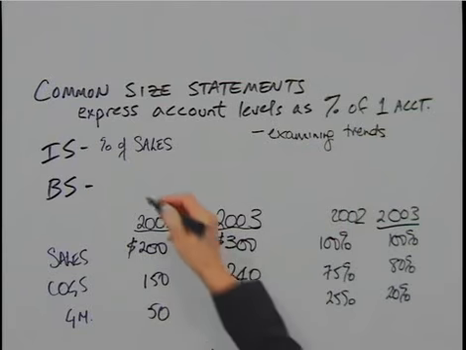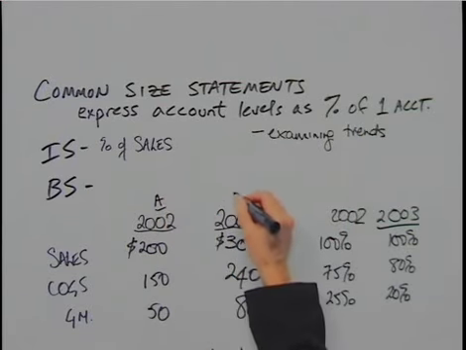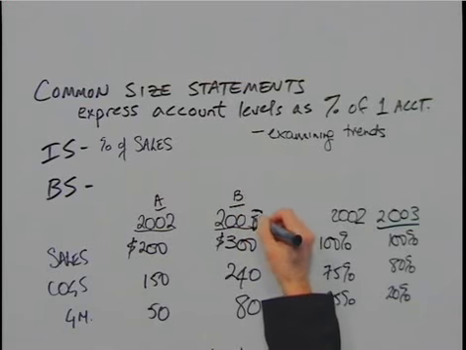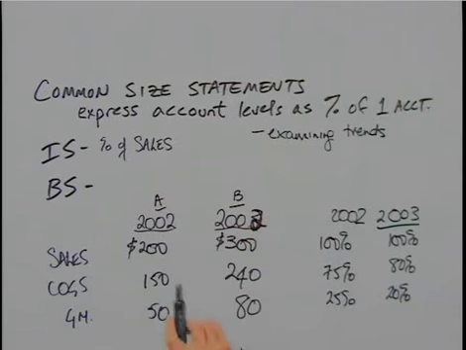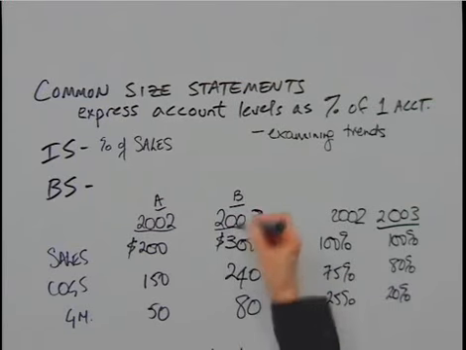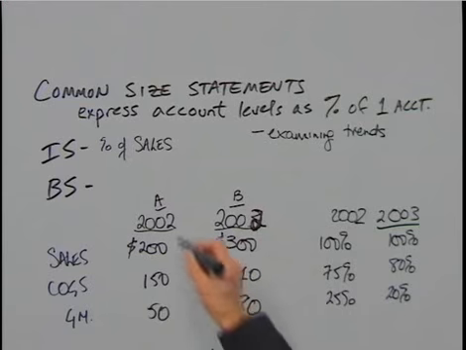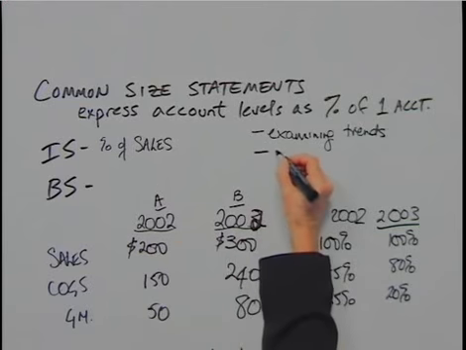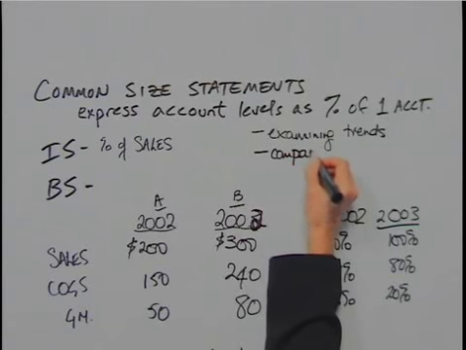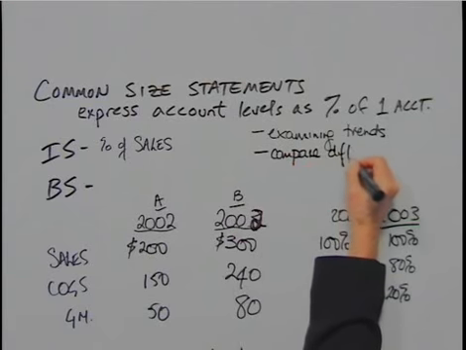Also, you could imagine this could be company A and this could be company B, both for the same year. And we could compare them using common size statements, and it's much easier to see that B has a lower gross margin by looking at its common size statement than looking at the absolute numbers. So, comparing different size companies.